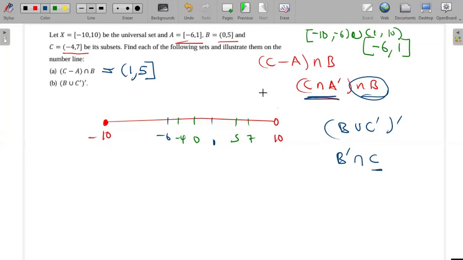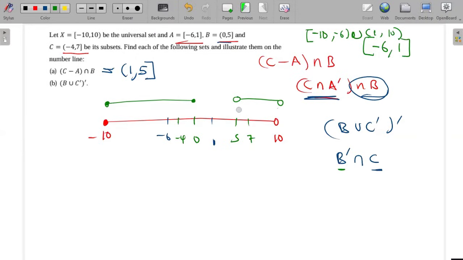So what is our B first of all? Our B is here. It's from 0 to 5, and it's closed at 5. That's our B. Now what is our B complement? Everything that is outside this set. So it will be closed at 0, and it goes all the way to -10, and it's closed at -10 also. Then we open here, and it will be open there. So this here is my B complement.